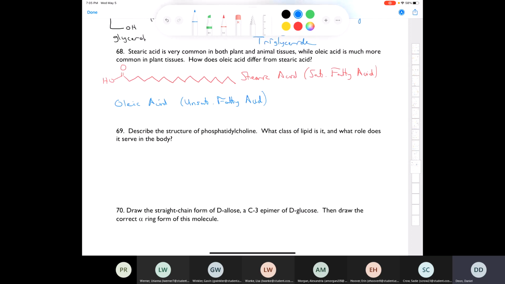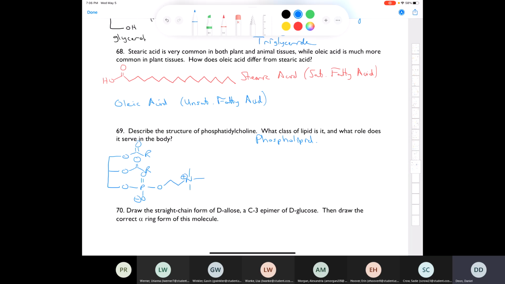Describe the structure of phosphatidylcholine. So phosphatidylcholine, what class of lipid is it? And what role does it serve in the body? So phosphatidylcholine is a phospholipid. If we look at the structure of phosphatidylcholine, we have the glycerol backbone. We have 2 fatty acid residues attached to it. I hope I don't run out of room here. Then you have the phosphate ester portion here. Okay. And then you have this little molecule called choline tacked on the end like that.